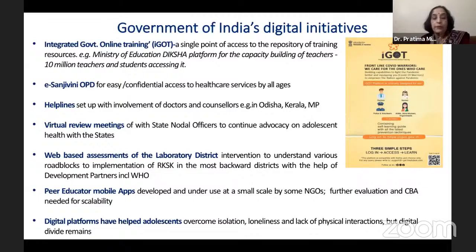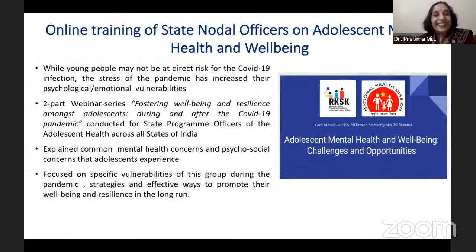And of course, these digital platforms have helped many adolescents overcome the isolation and loneliness and lack of physical interactions. But it is still digital. The platform is digital, and as we are conducting this webinar, there is nothing like face-to-face interaction. And again, besides that, the Government of India is also advocating the training of the state nodal officers, which is continuing on the web platforms.